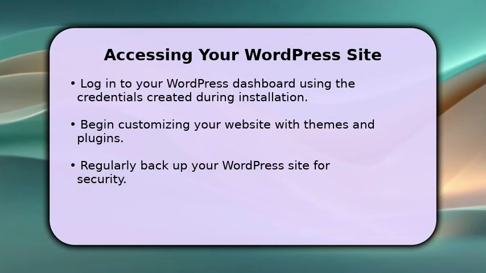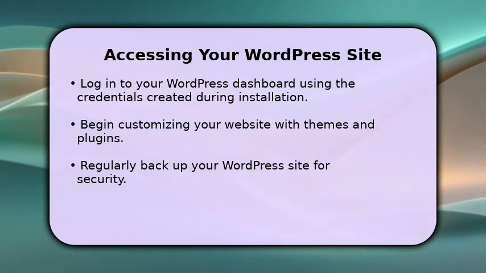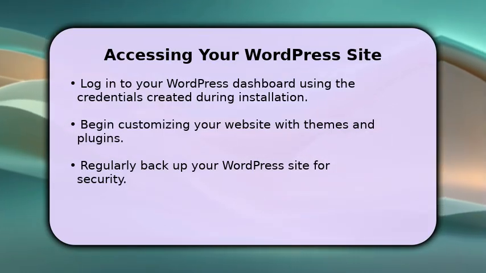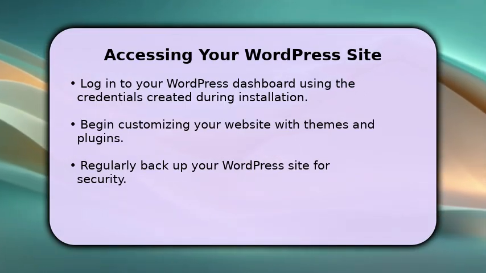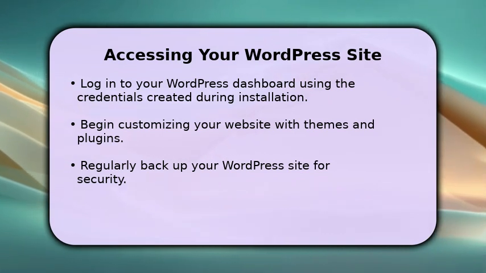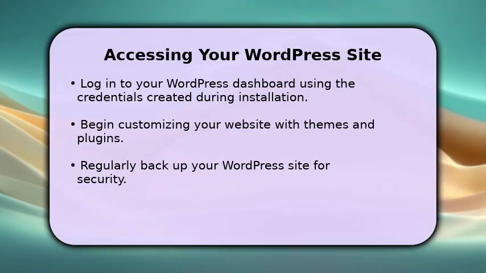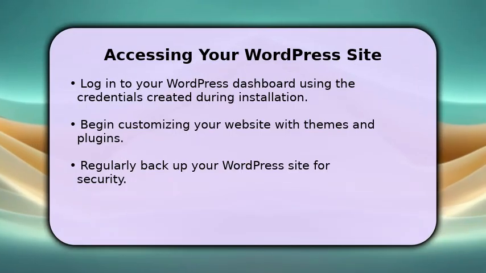With WordPress successfully installed, you can now access your new website. Simply type your domain name into your browser, followed by /wp-admin to reach the login page. Use the username and password you set during the WordPress installation. From your dashboard, you can start customizing your site with themes, adding content, and installing essential plugins. Remember to perform regular backups to protect your hard work.